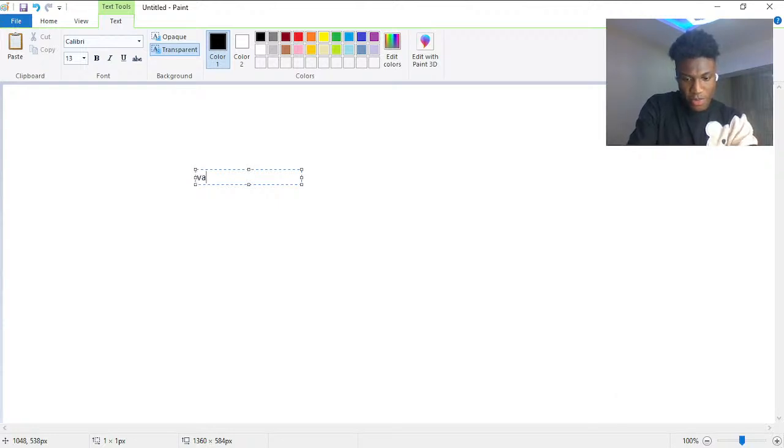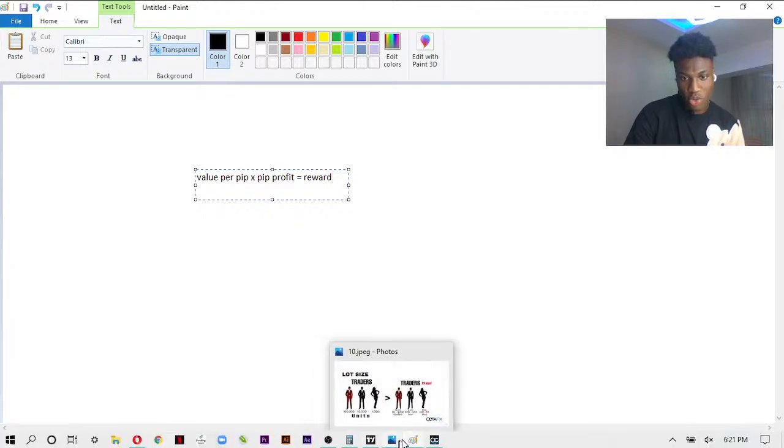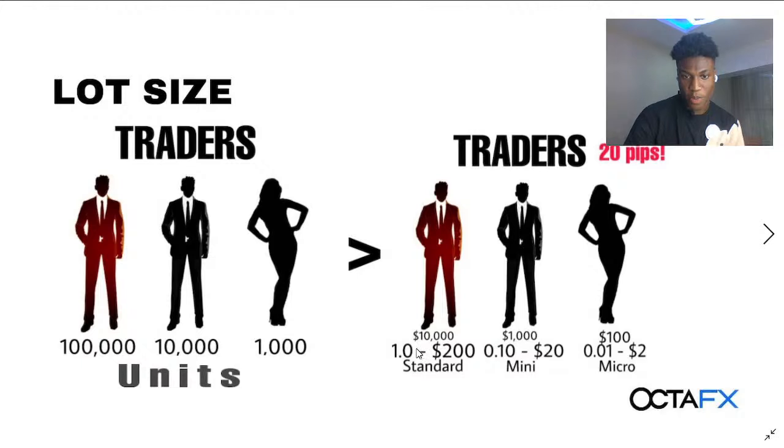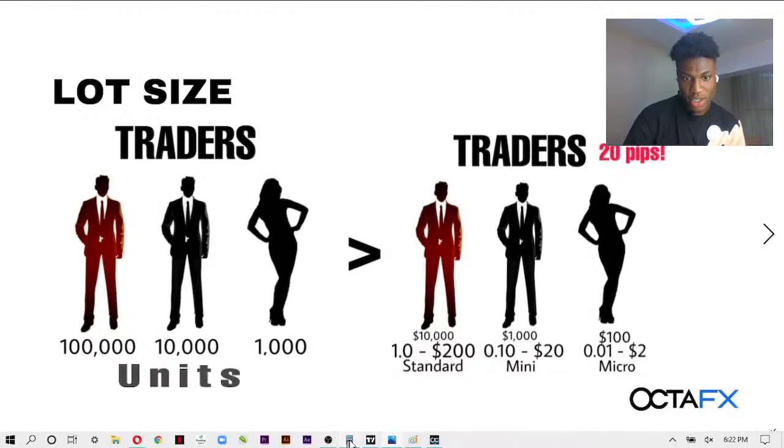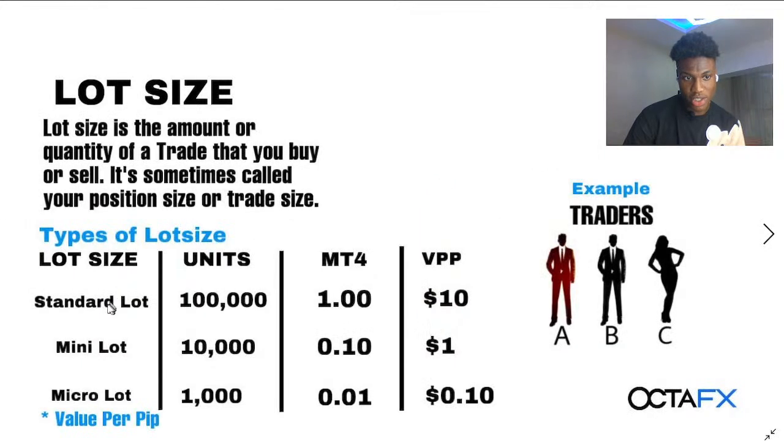So value per pip multiplied by pip profit gives you your reward. What do I mean by pip profit? Remember, they're going for 20 pips, right? So the value per pip for the standard guy is $10, right? Standard lot size, value per pip is $10. We're going for 20 pips.